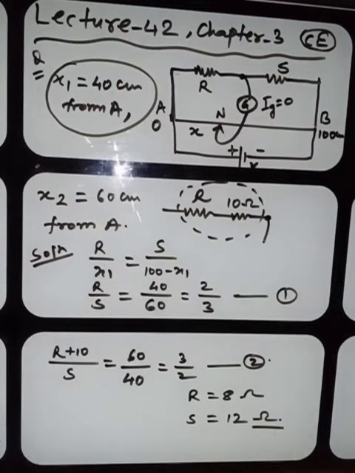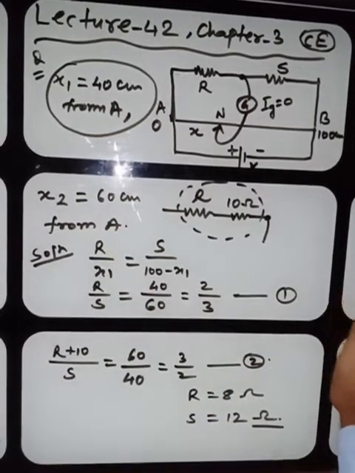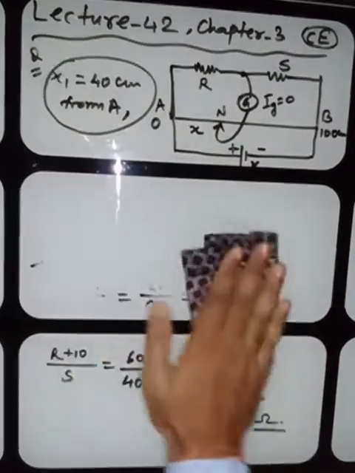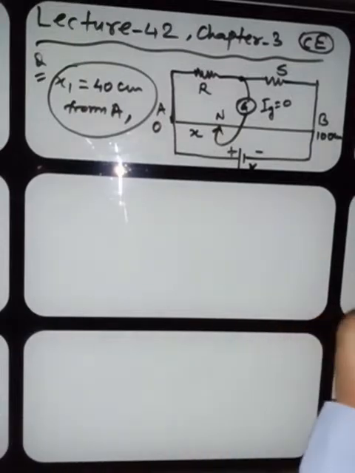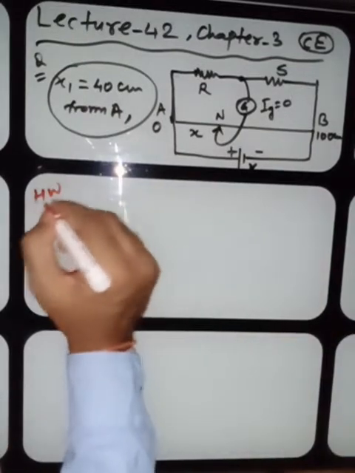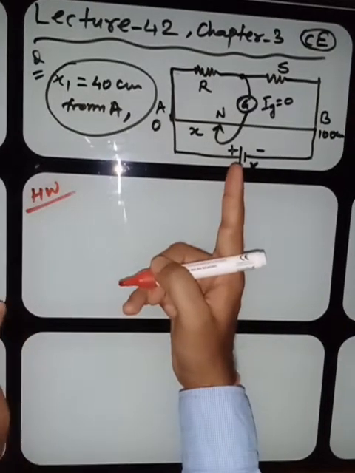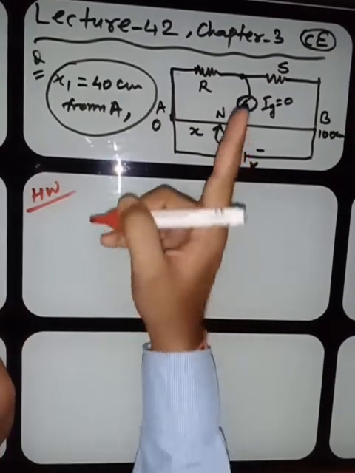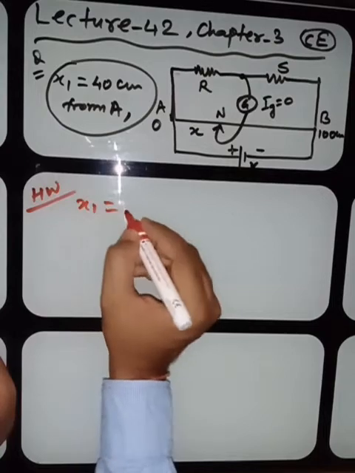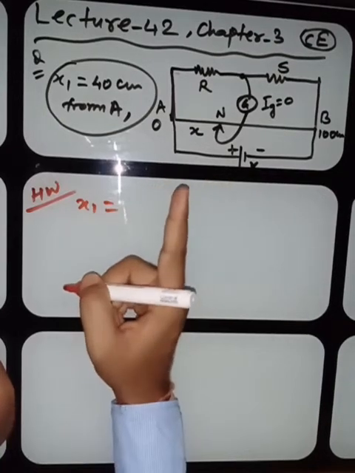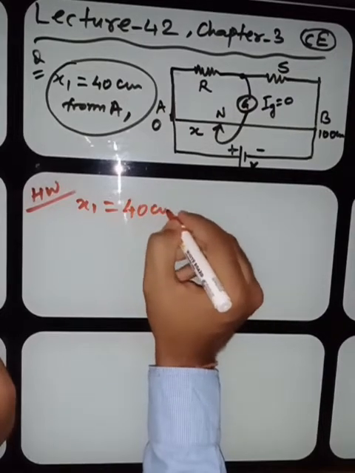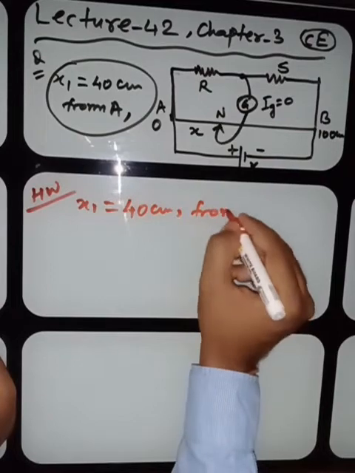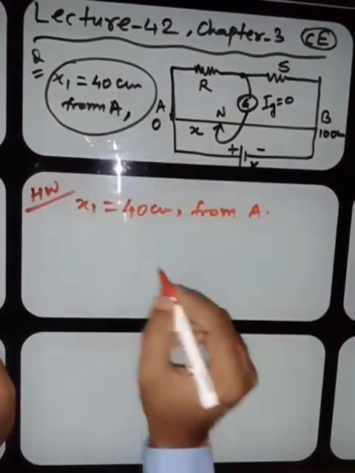Okay, now I'm giving you homework. Let me rub this. Now students, this is your homework. In the previous question, you found X1, the first balance length, at 40 centimeter from A, which was the same condition as in the previous question.